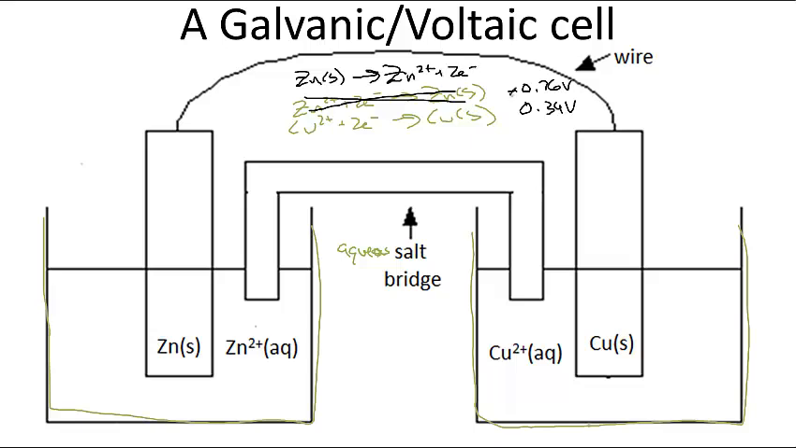Which makes this positive, which makes this 1.1 volts. Okay, so now I know what's happening. Solid zinc is giving away 2 electrons and making the zinc ion. Copper is gaining 2 electrons and making solid copper.